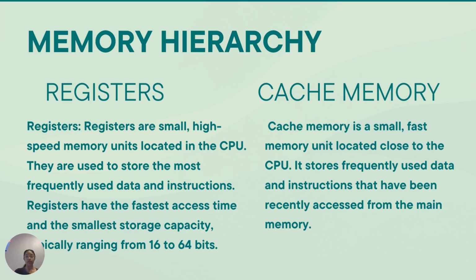Then cache memory. Cache memory is a small, fast memory unit located close to the CPU. It stores frequently used data and instructions that have been accessed from the main memory. So when a program is being executed, the last instructions and codes that were used are stored in the cache memory. Whenever the program needs the previous programs or execution data, the cache memory provides it.